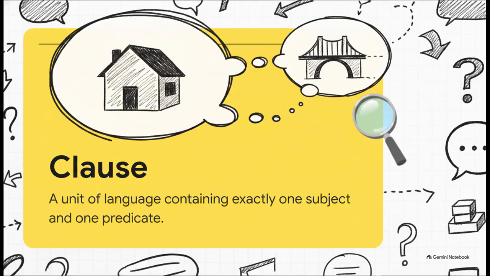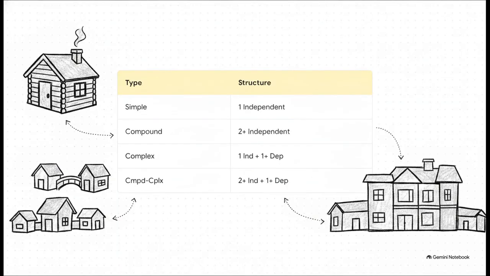But notice the difference here. Independent clauses can stand entirely on their own to express a complete thought, whereas dependent clauses cannot. They absolutely rely on an independent partner to make any sense. So depending on how we stack these fundamental blocks, we get 4 distinct ways to architect our thoughts.